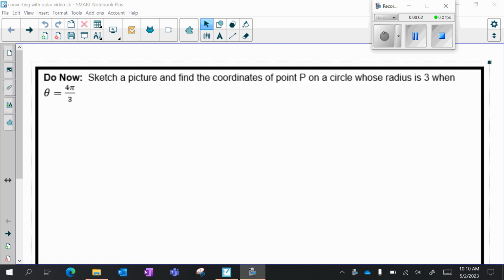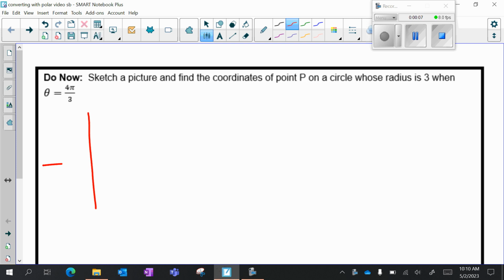So first they want us to sketch a picture. So I'm going to draw out my XY axes. Remember, this is 0, pi over 2, pi, 3 pi over 2, and 2 pi. 4 pi over 3 is in quadrant 3, so my angle is going to be over here. And then it has a radius of 3.